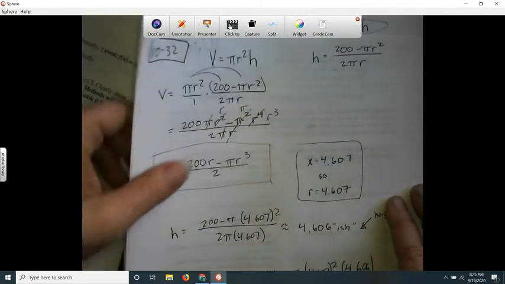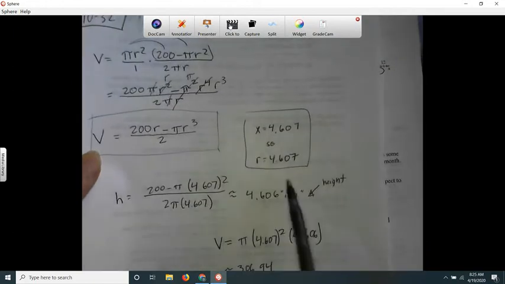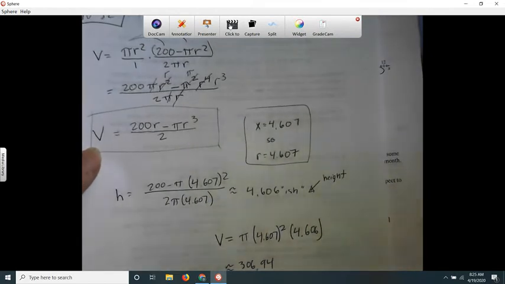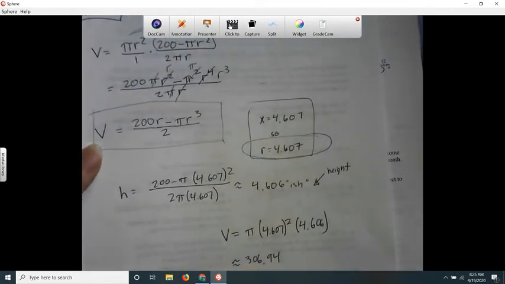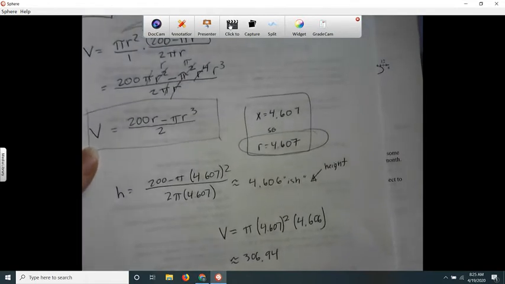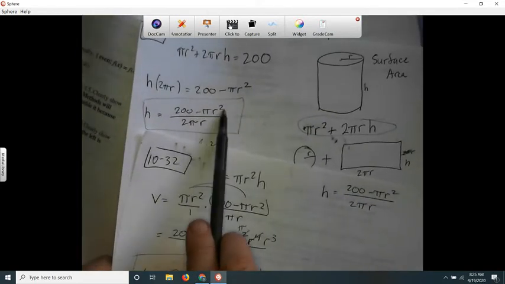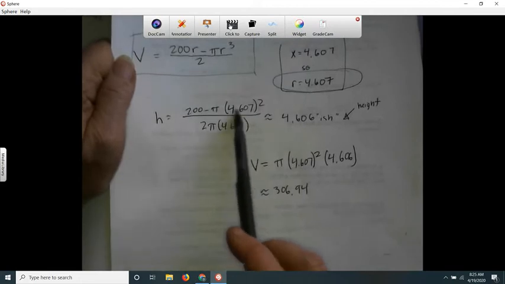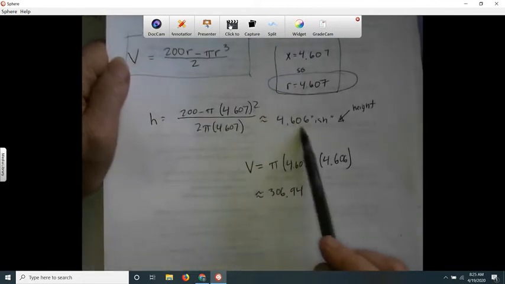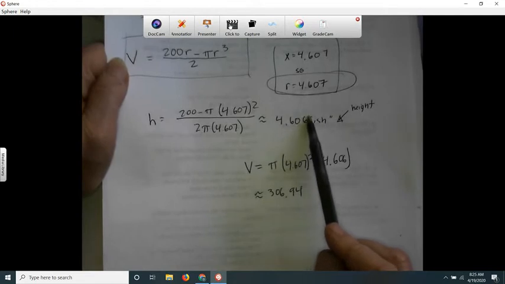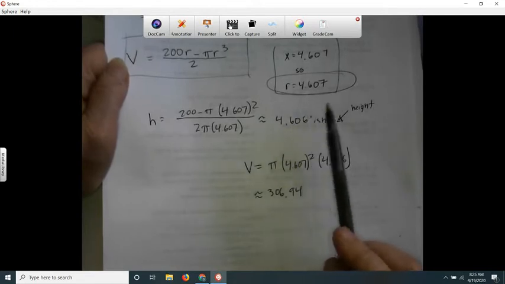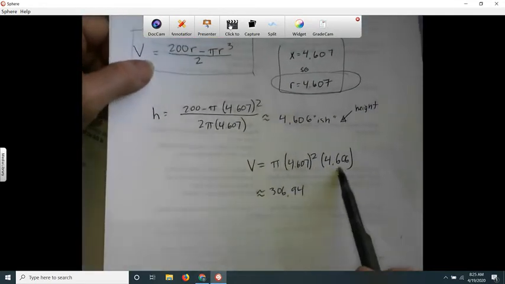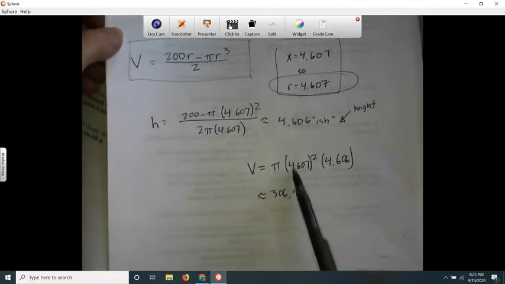So r, if I maximize my volume, is going to be 4.607. Okay, so that's going to be my radius. And then to get the height, I already had that the height is 200 minus pi r squared over 2 pi r, so I can plug in my 4.607. And for some reason your book got 4.607, I got 4.606-ish.